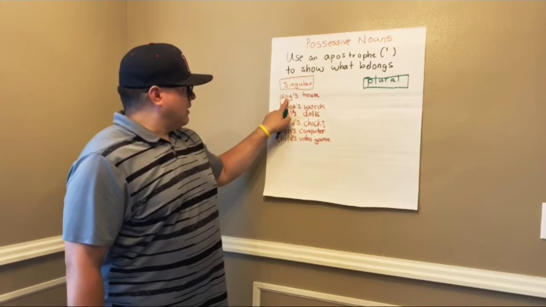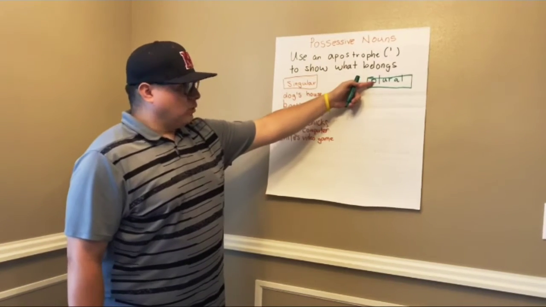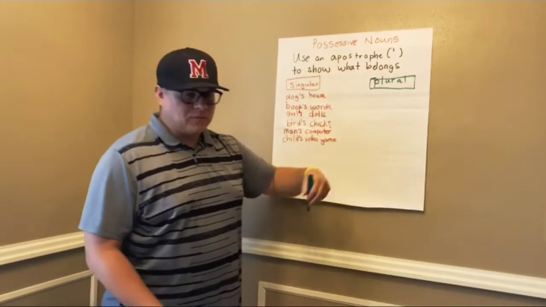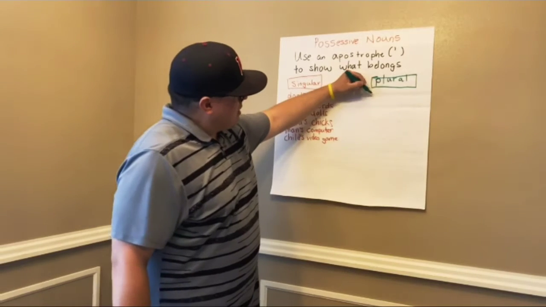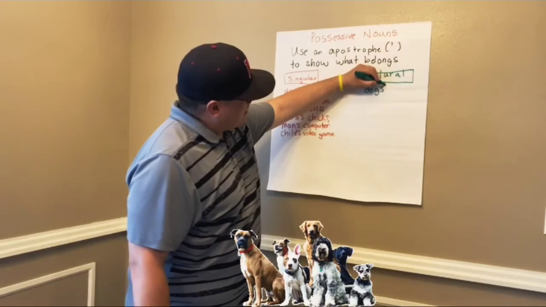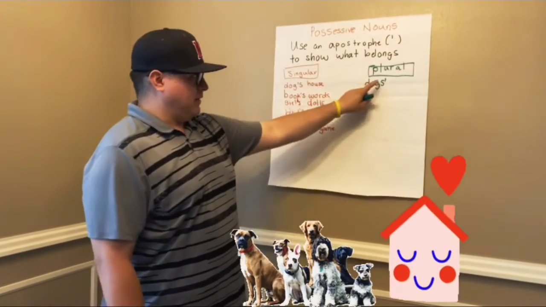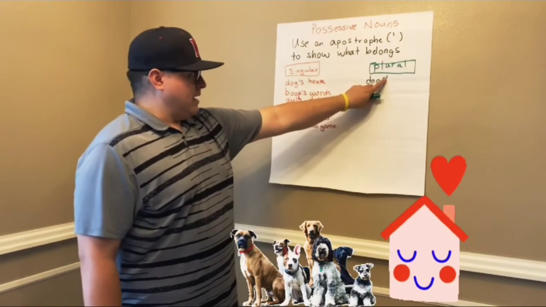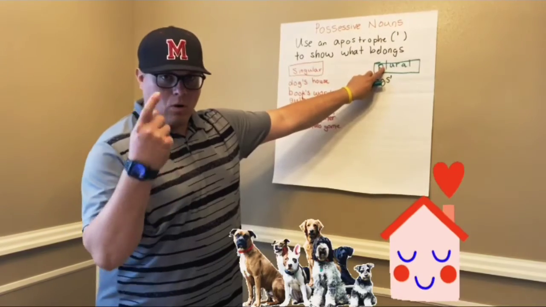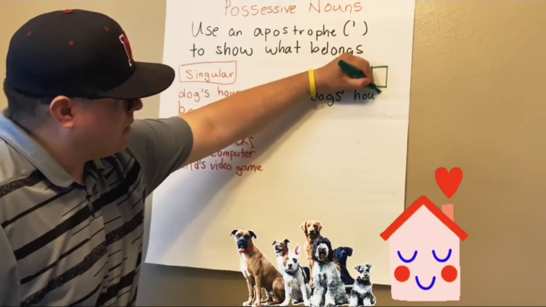So if dog's house, singular, was dog apostrophe S, in plural form, if we're talking about more than one dog, multiple dogs, say 4 or 5 dogs' house, we would say dogs, and then the apostrophe comes after the S. See the difference there? It's after the S, not before the S. And that's when it's plural, more than one.